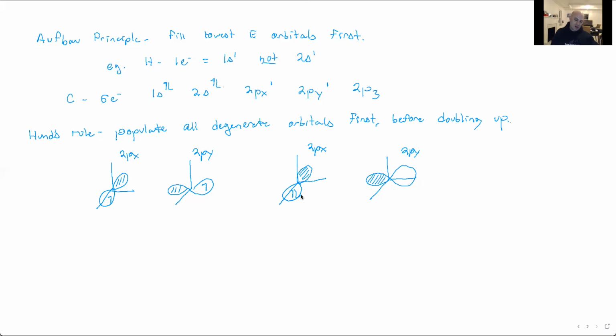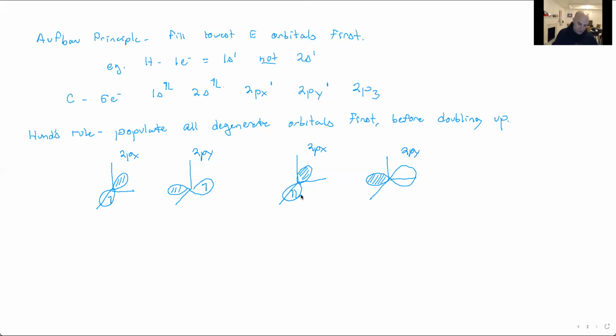And the advantage of populating the degenerate orbitals is that you're spreading out like charges. If I were to double them up, you end up with a bit of electron-electron repulsion. And so that tends to be a higher energy configuration. And so the electrons occupy the orbitals in a singular fashion before you start pairing them together, okay?